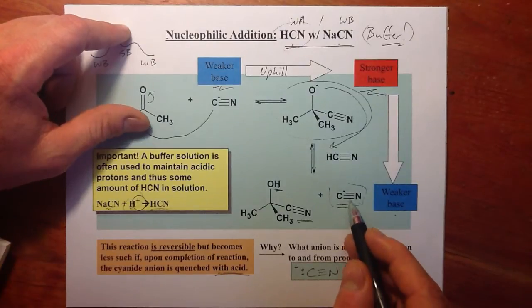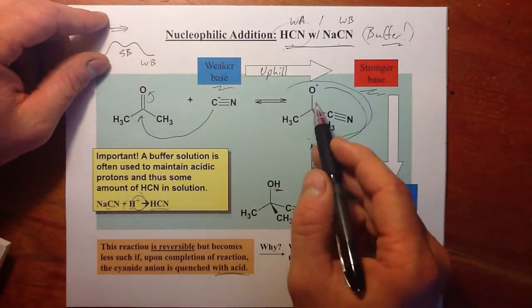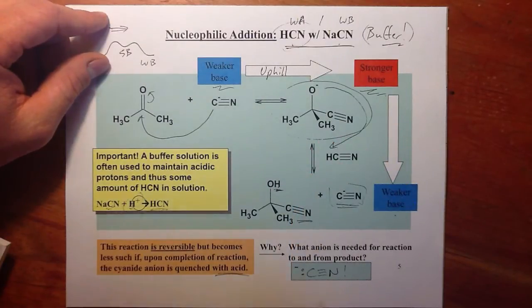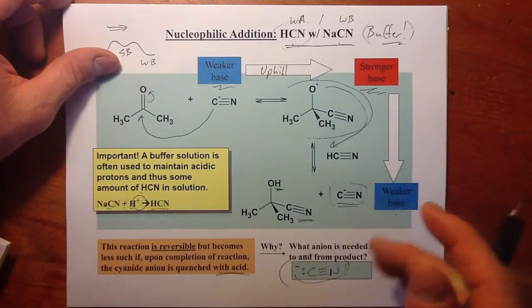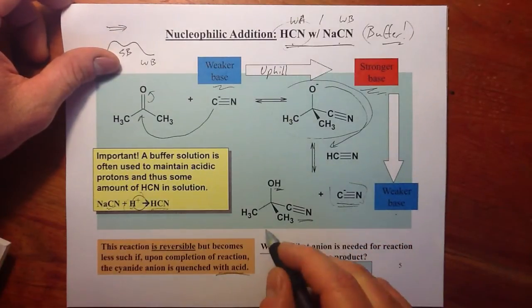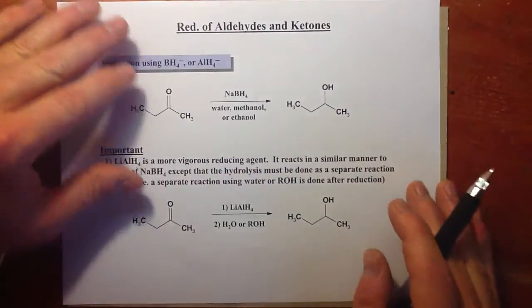So the anion that would be needed to drive this reaction forward or backwards, acting as a base, it would get us back to here, or acting as a nucleophile, it would get us here, is this cyanide. So if we just quench that with acid in water, we can stop the reaction, work up the organic product, and we're done. And that's our second one. Let's look at our last one, and we're out of here.